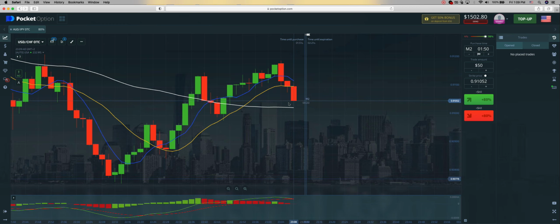So that was confirmation. Then you have to wait for this last confirmation right here, which is the blue line crossing the yellow line. And we'll see what happens after these last 10 seconds.